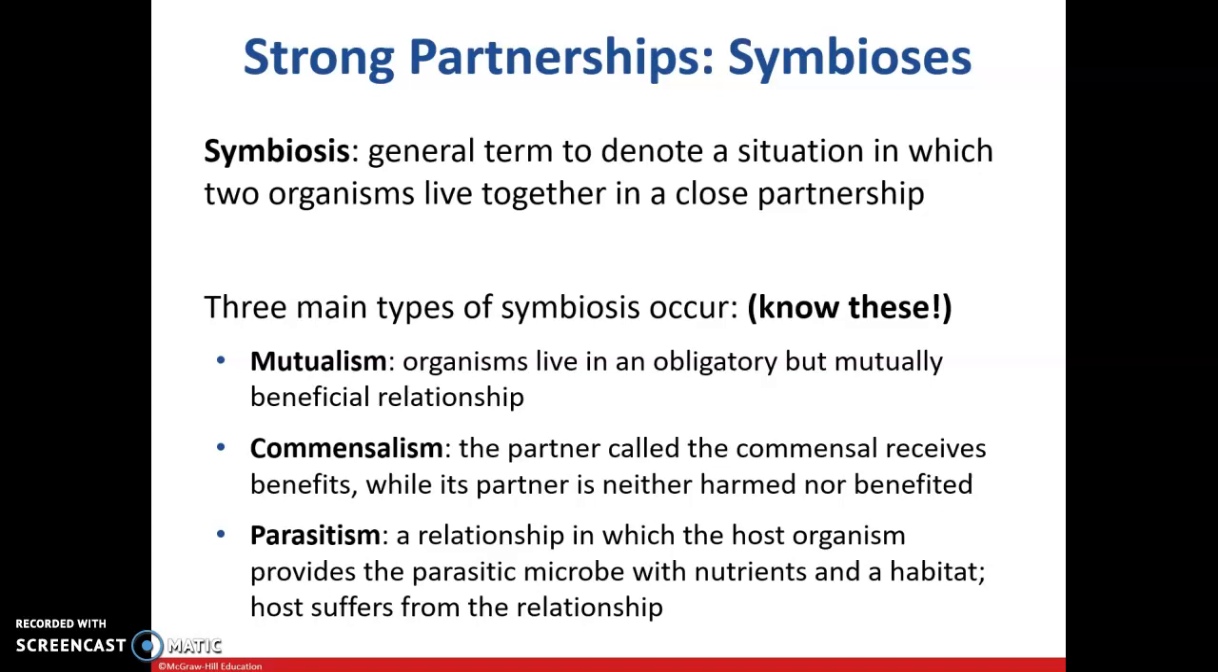Commensalism is when the partner called the commensal receives benefits while its partner is neither harmed nor benefited. And parasitism is a relationship in which the host organism provides a parasitic microbe with nutrients and a habitat, and the host then suffers from that relationship.